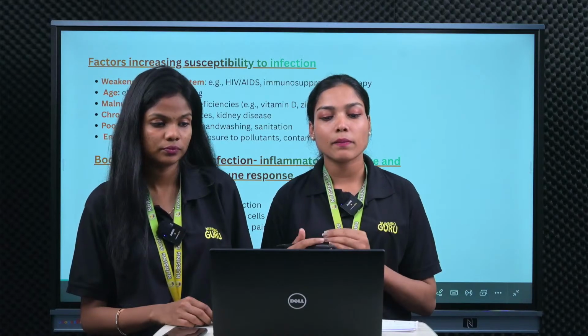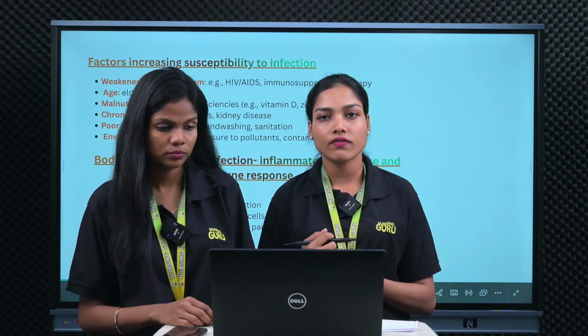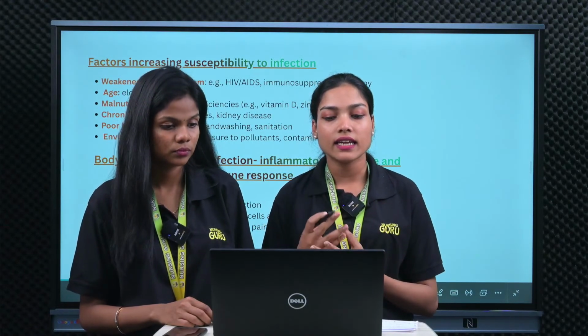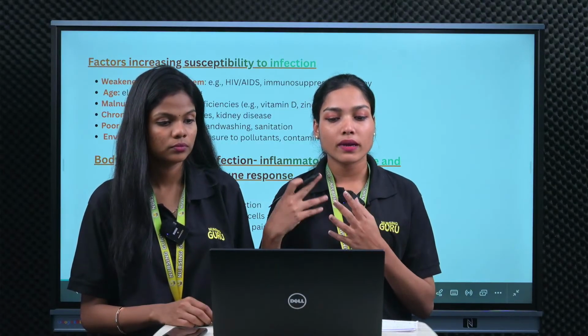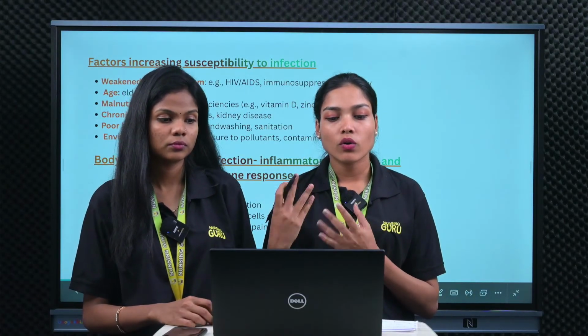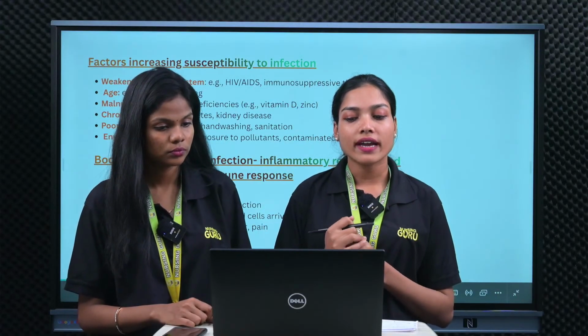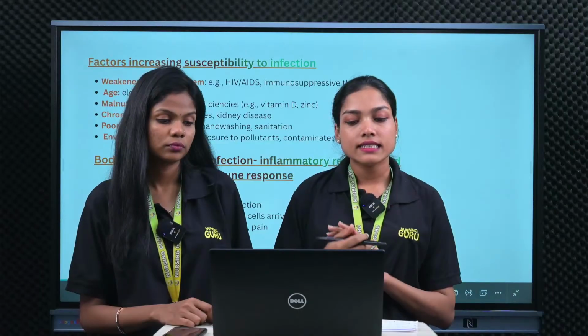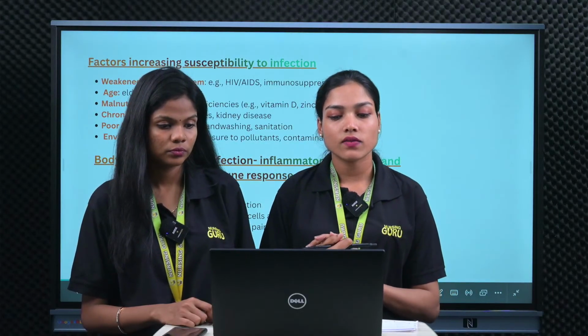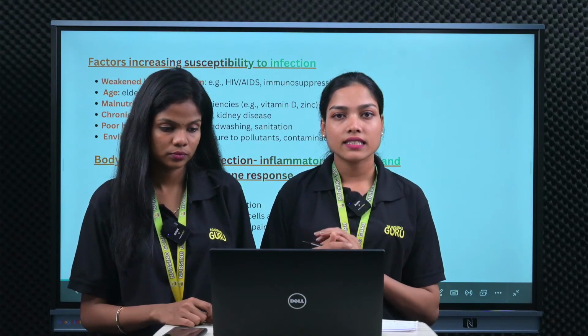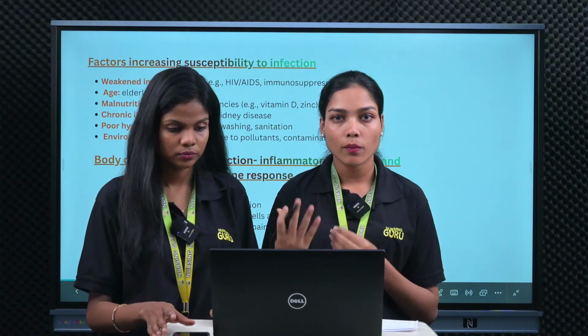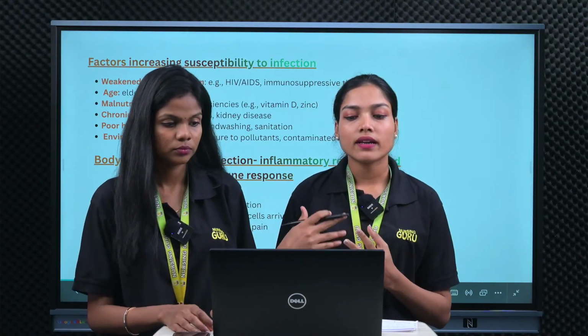The first one is immediate reaction to injury or infection. If our body gets an injury or infection, in the inflammatory response the body will react immediately. Then increased blood flow, white blood cells arrive. Then symptoms like redness, swelling, heat, pain. These are the symptoms that will come in our body by the inflammatory response.